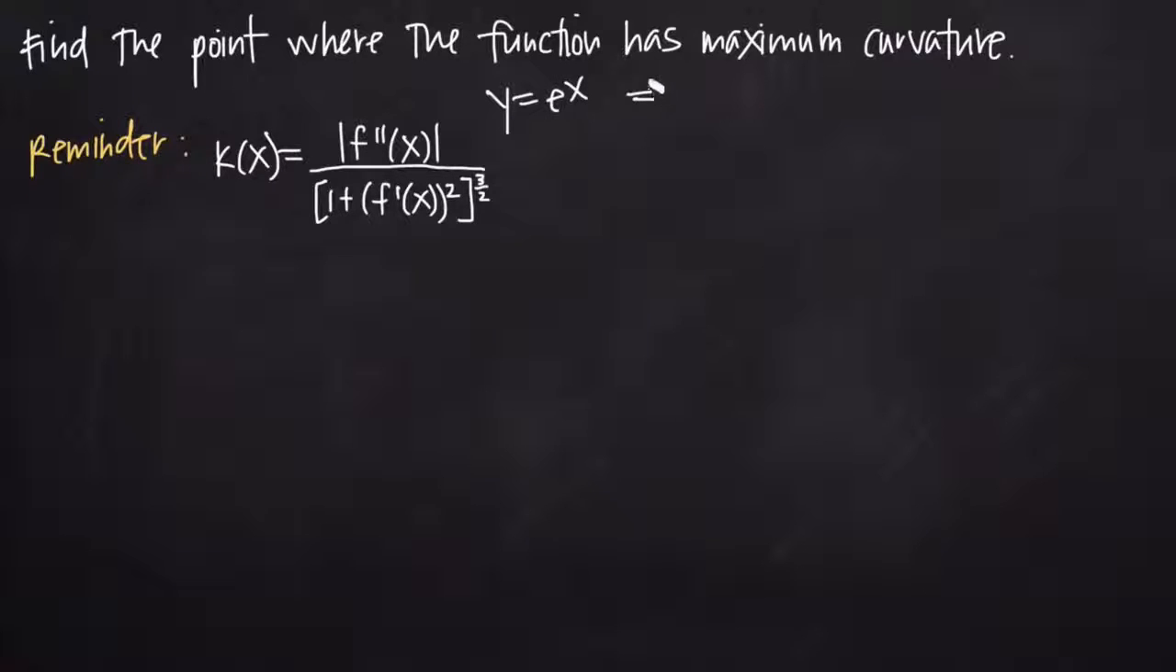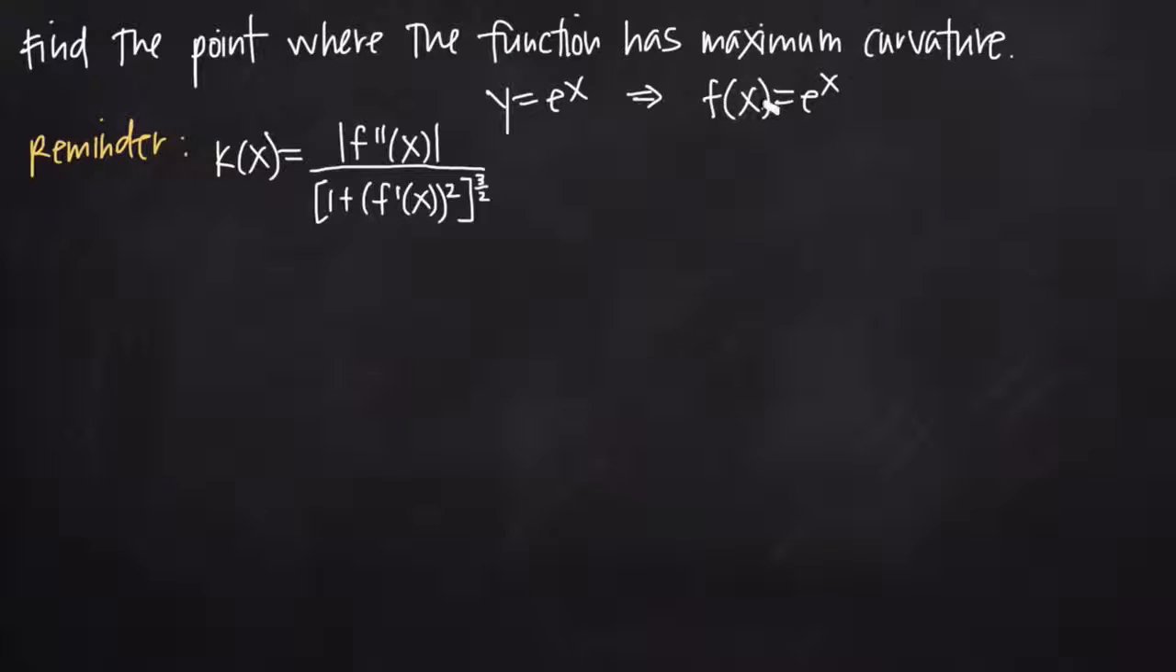So first, let's go ahead and call this function, instead of y equals e to the x, f of x equals e to the x. That way it'll match our formula. As you can see in our formula, we're going to take the first derivative of f of x to get f prime of x. We're going to square that, add 1 to it, and then take that whole value and raise it to the 3/2 power. In our numerator, we're going to need to find the second derivative, and then take the absolute value of the second derivative, and that'll be our numerator. So we're really just working from the inside out. We need to find each of these components and then plug them into our formula.